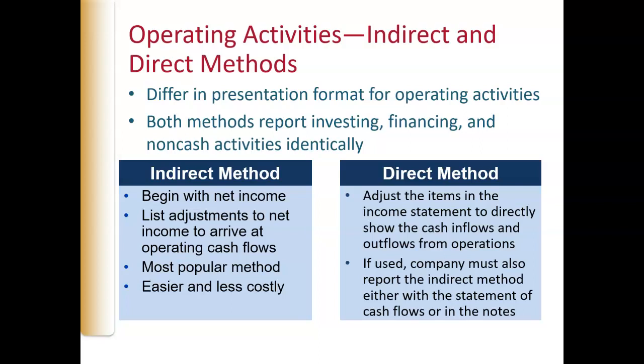We're going to spend this chapter looking at a new way of completing the statement of cash flows, what we call using the indirect method. We start with net income, and then we adjust. We use these different categories to adjust the operating section. We list adjustments to net income to arrive at operating cash flows.